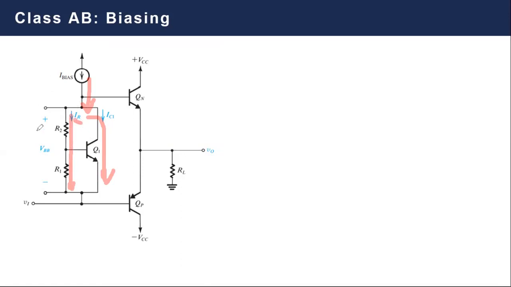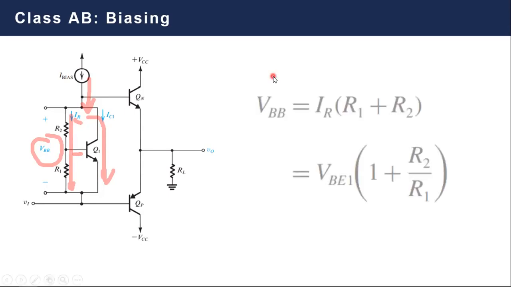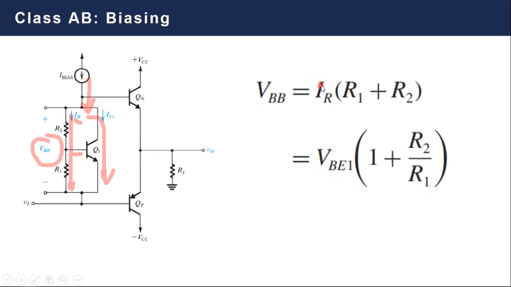So, simply speaking, the VBB voltage here, or the voltage between both bases, equals the current flowing in the resistance, which is IR, times R1 plus R2. Again, we assume a very low base current, so we assume that R1 and R2 are all series resistances. Accordingly, you can say that VBB equals IR times (R1 plus R2), which is typically the current flowing here.